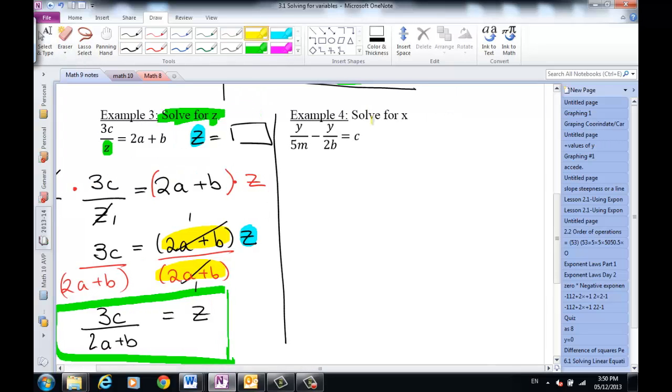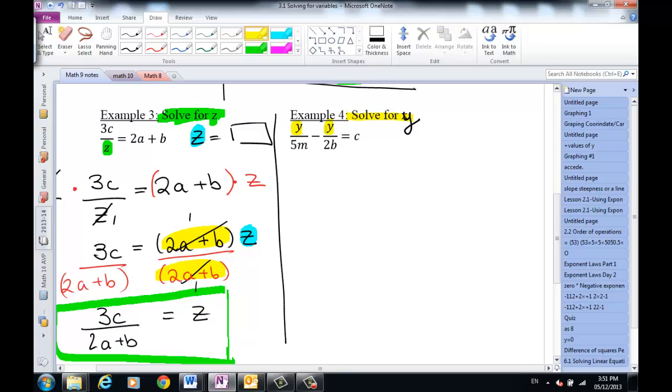Alright, so the next example says solve for x. Oh, it should say solve for y. Sorry about that. Now, notice that I have y in both of these.